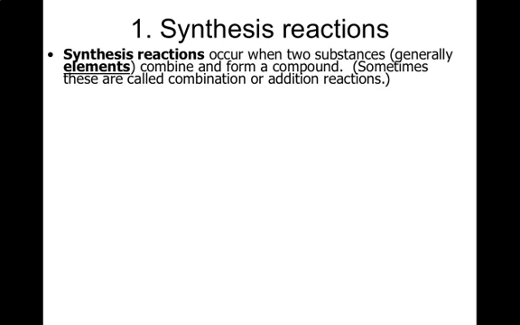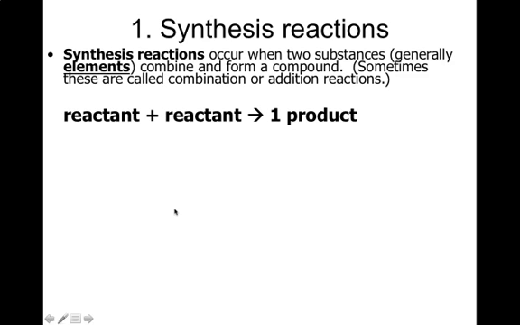Synthesis reactions occur when 2 substances combine to form a compound. Sometimes these are also called combination or addition reactions. Here we have one reactant plus another reactant makes a product. It actually could be more than 2. You could have 3 reactants going together, but you're always going to form just one product. So basically A plus B goes to AB.